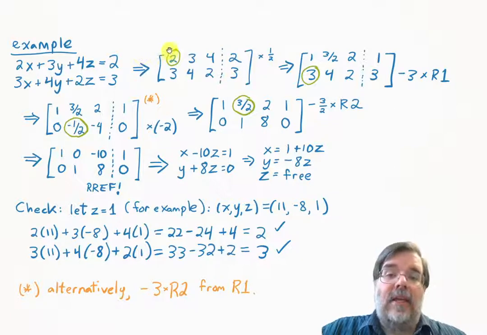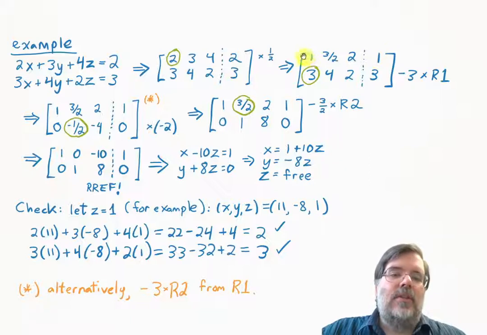All right, we'll begin. Again, I'm going to pay attention at each step to the number circled in green. So first, let's turn this 2 into a 1. We'll do that by multiplying the first row times 1/2. 2 times 1/2 is 1. 3 times 1/2 is 3/2. 4 times 1/2 is 2. 2 times 1/2 is 1.